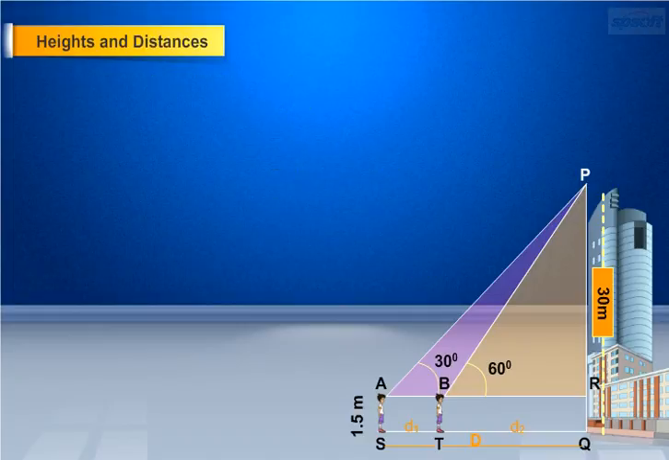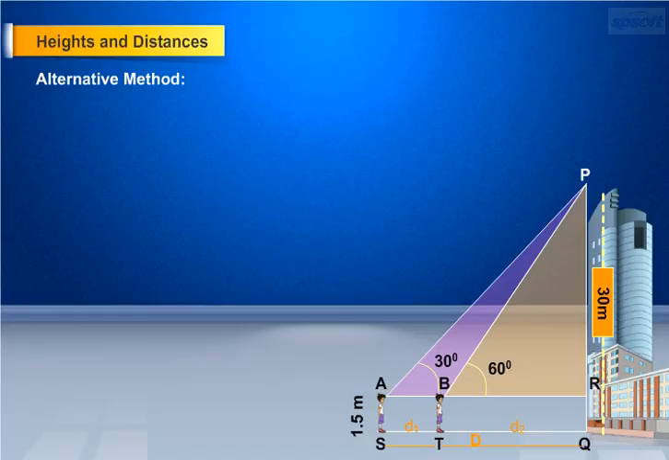Let us see an alternate method to solve this problem. Alternate method. Consider the height of the building is h2, that is, h2 equals 30 meters. And the height of the boy is h1, that is, h1 equals 1.5 meters. To determine the value of h, subtract h1 from the total height of the building h2. That is, h equals h2 minus h1. This implies that h equals 30 minus 1.5. This implies that h equals 28.5 meters.